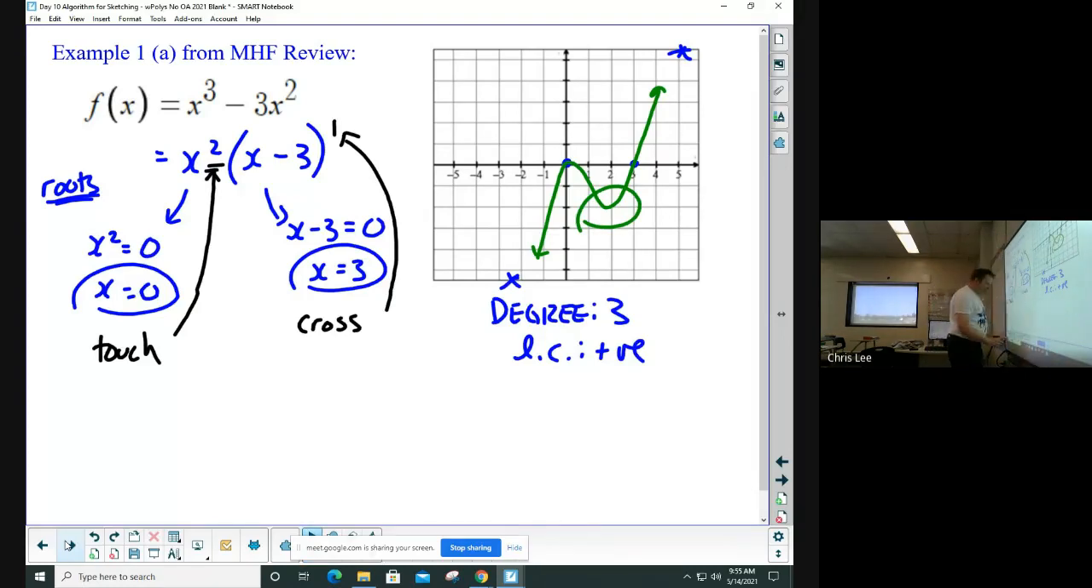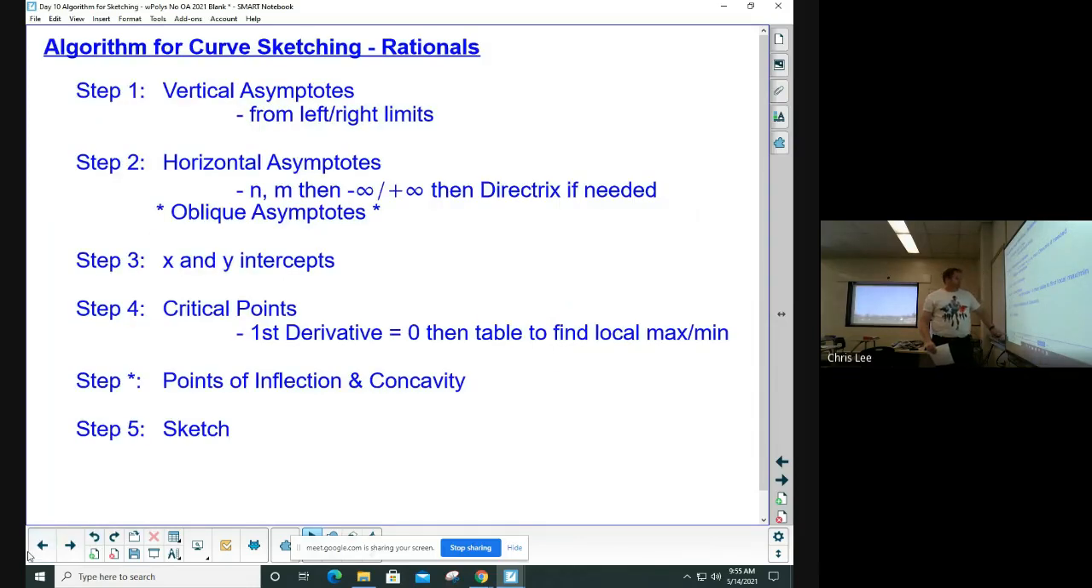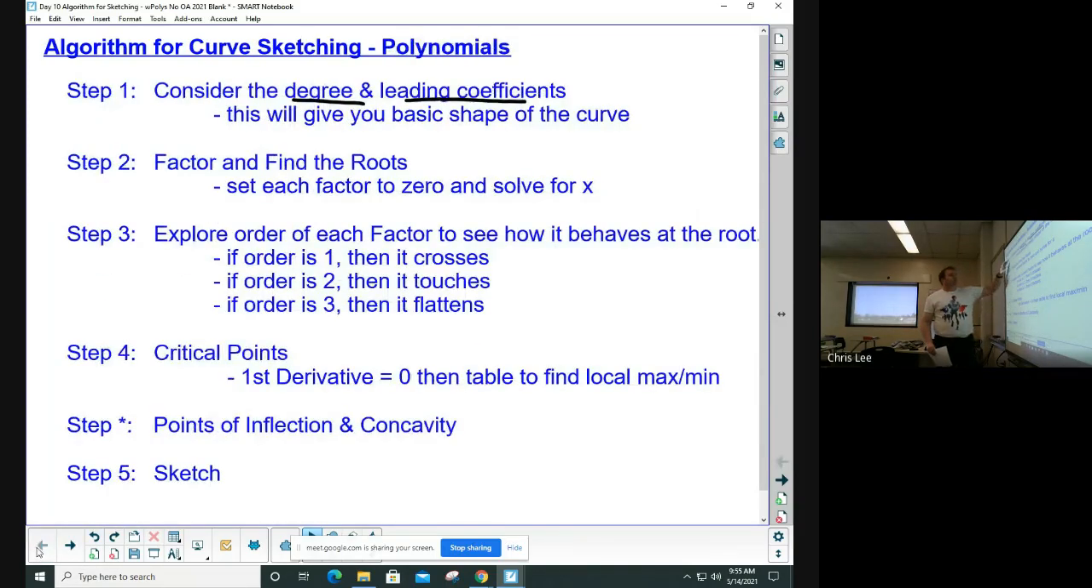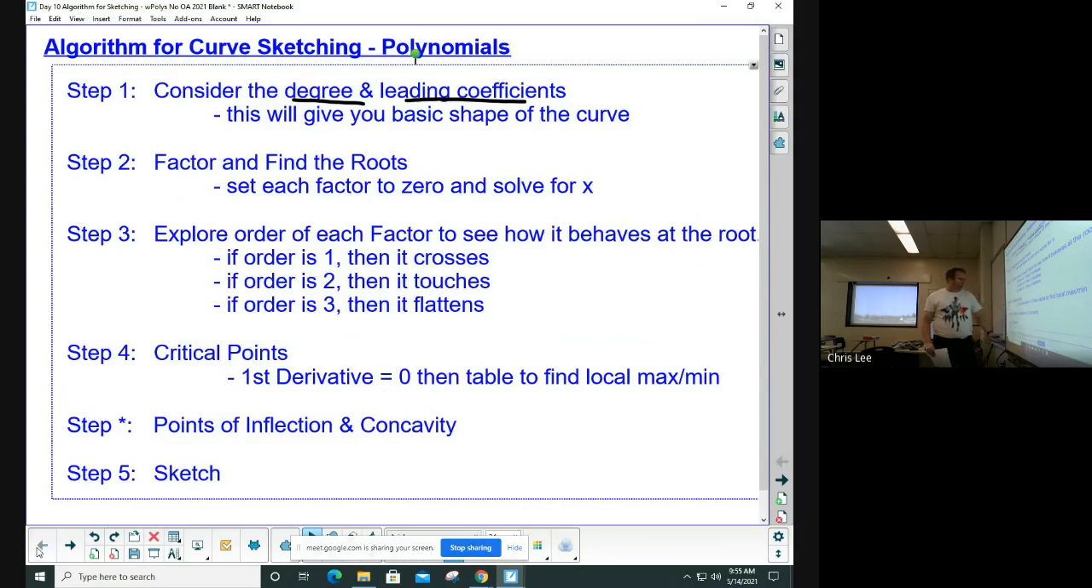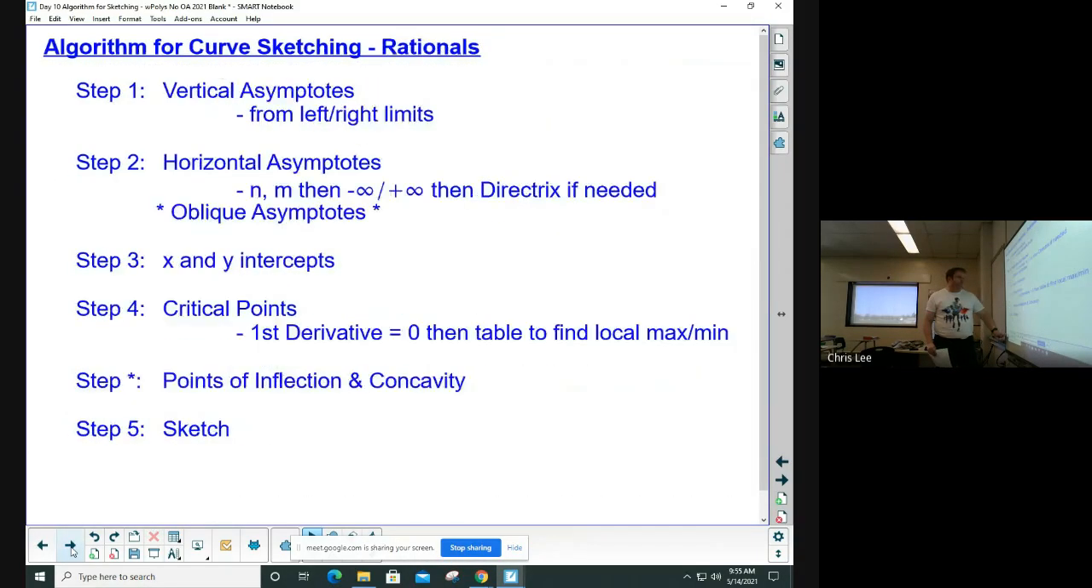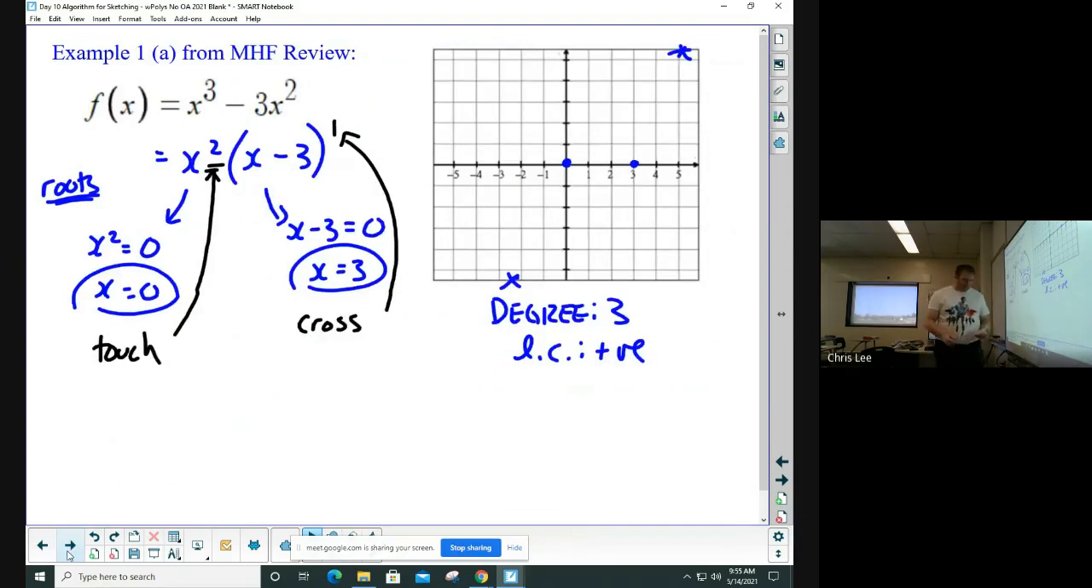So I'm not going to draw that. I'm just imagining that in my head. I'm now going to go on to the next step. Let's make sure I haven't forgotten anything else. So I did the degree, I factored, I explored the orders. Now I'm on step 4, find the critical points. This is the new part.